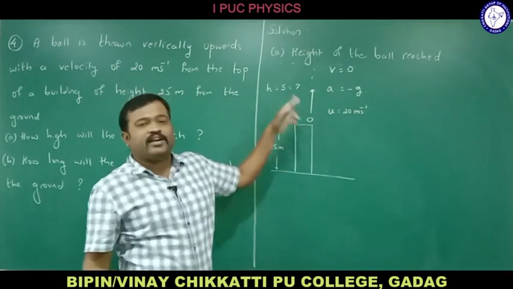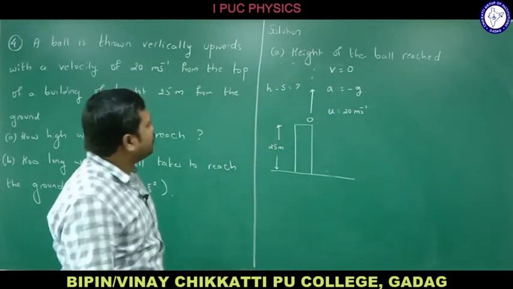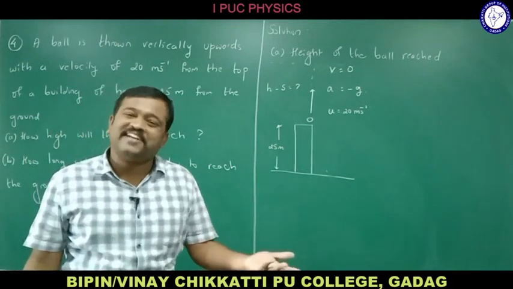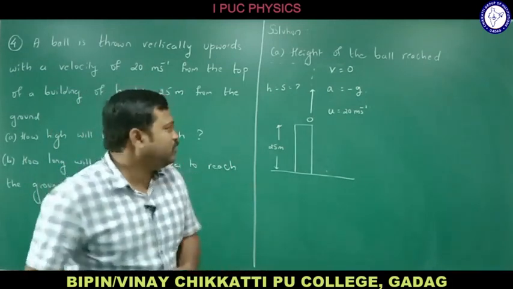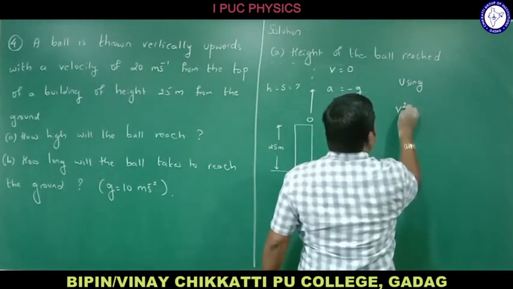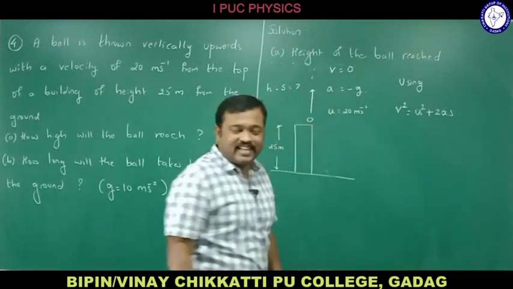As you need to calculate s, I cannot use the first kinematic equation, v is equal to u plus at. I need to go with the second. No, I cannot use it because time is not known: s equal to ut plus half at square. Time is not known. So we shall move with the third kinematic equation, that is v square is equal to u square plus 2as. Shall I use this? Right.